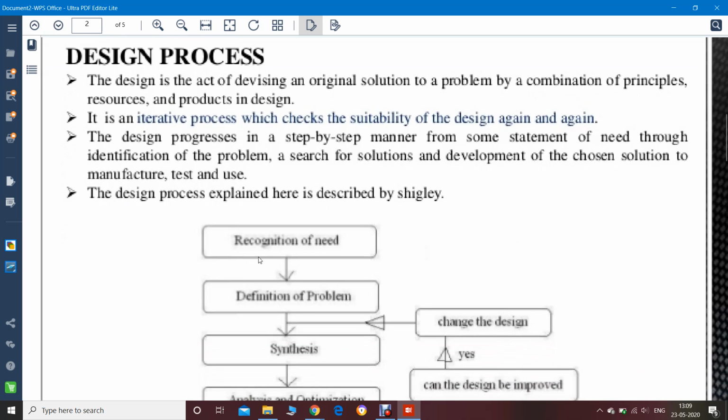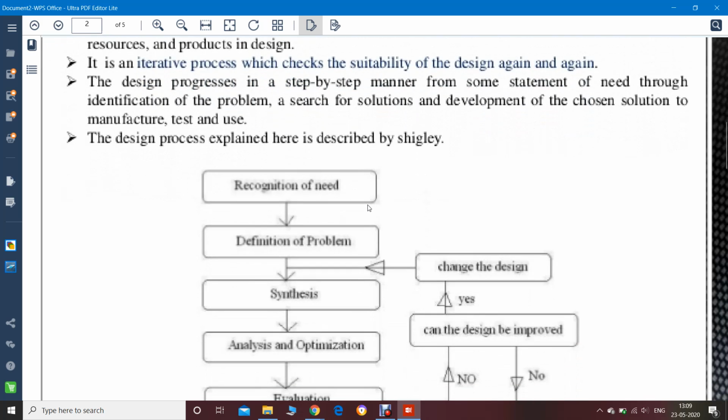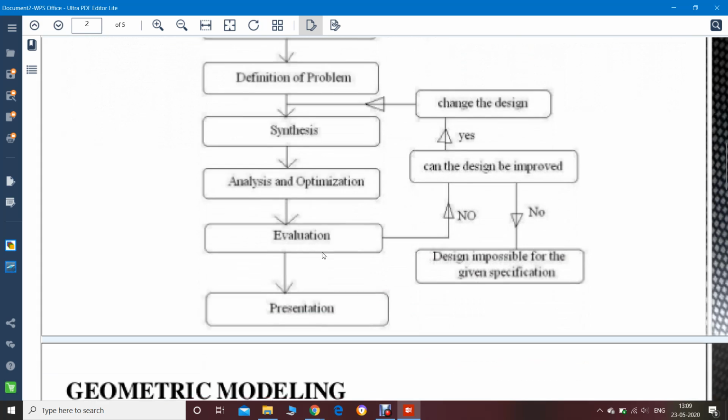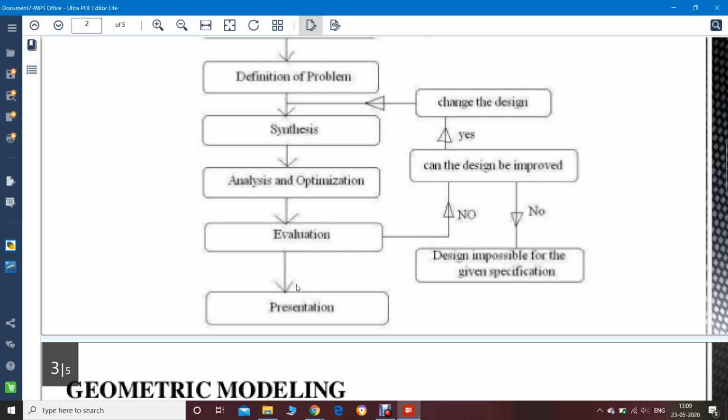The design process explained here is described by Shigley. Recognition of need, definition of problem, synthesis, analysis and optimization, evaluation, and after that presentation. In evaluation, can the design be improved? No. Is the design possible within the design specification? Yes. Change the design. Again, the process is repeated.